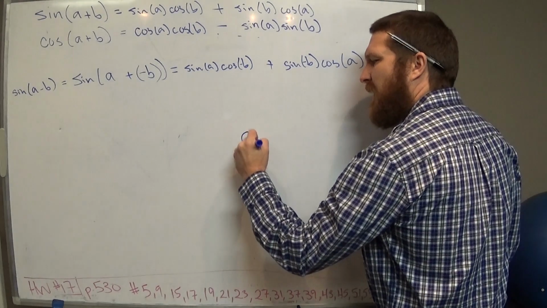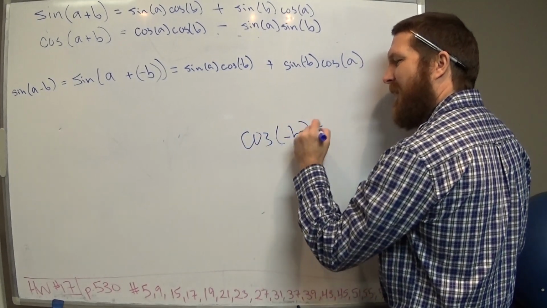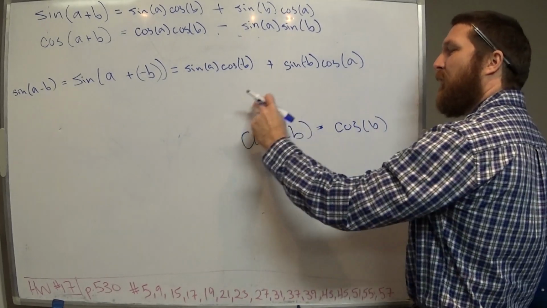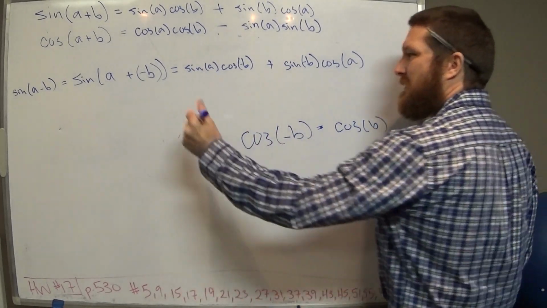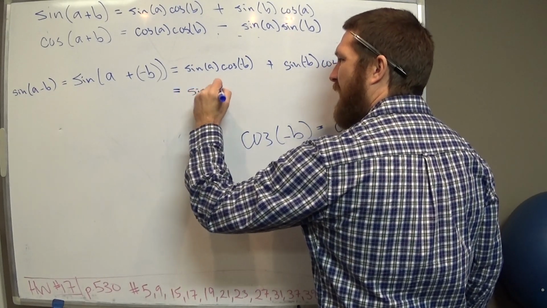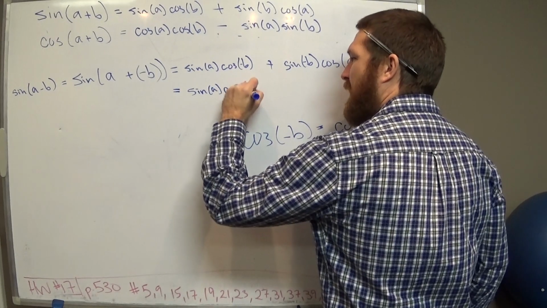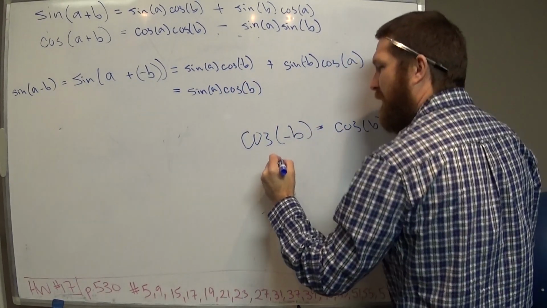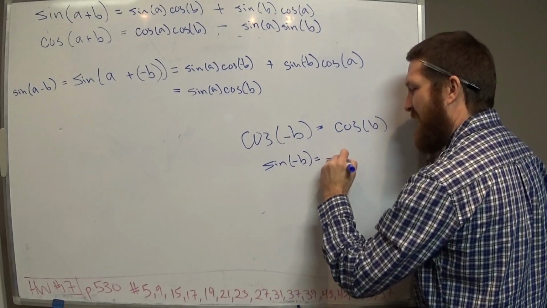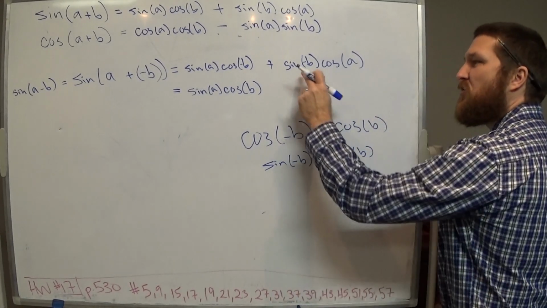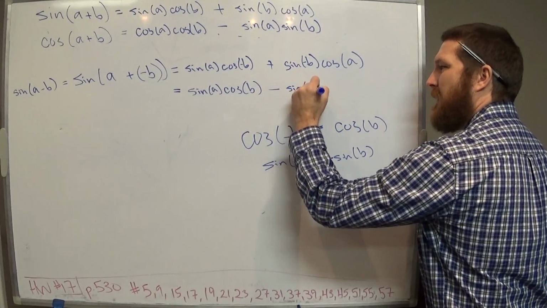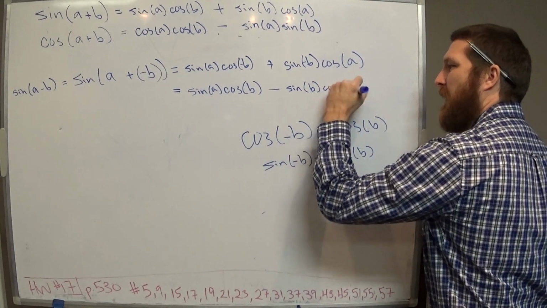But cosine of negative b is equal to what? Cosine of b. Just plain old cosine b, right? You pull the negative out and it stays positive because cosine is even. So sine of A minus b equals sine A cosine b. But what about sine of negative b? Oh. It's negative sine of b. So I pull out the negative here and I have minus sine b cosine A.